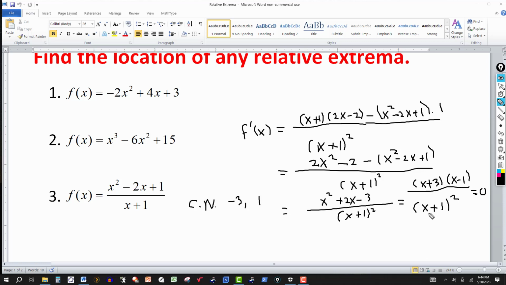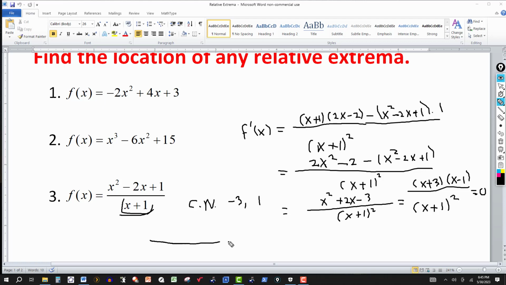Now the derivative is undefined at negative 1, because if you put a negative 1 where the x is in the denominator, you get 0. Division by 0 is undefined. But remember, the critical number has to be in the domain of the original function. So over here, if you look at the x plus 1, negative 1 is not in the domain because the function is undefined at negative 1. So again, keep in mind, critical numbers are numbers that make the derivative 0, or numbers in the domain of the function where the derivative is undefined. The derivative is undefined at negative 1, but negative 1 is not in the domain of the original function. So we can only use the negative 3 and the 1.